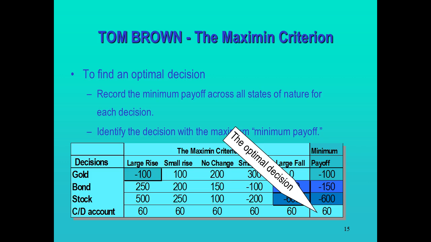I think this large fall is going to happen. That's the pessimistic part. The conservative part is I want to lock in some return, so I'm going to go with the $60. That is under the maximin, so we're saying CD here.